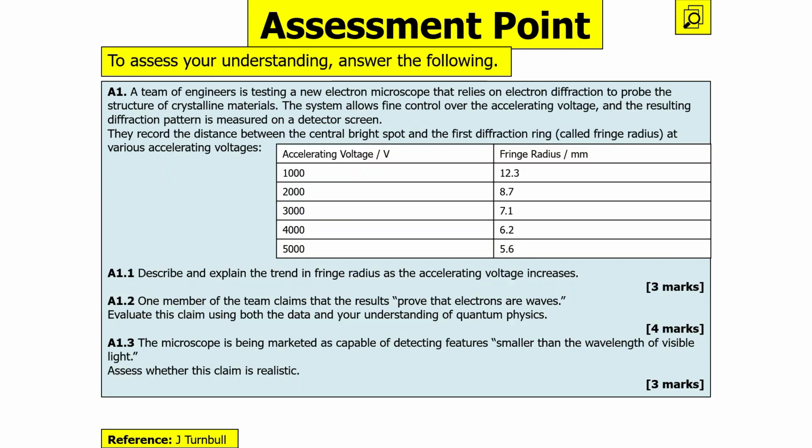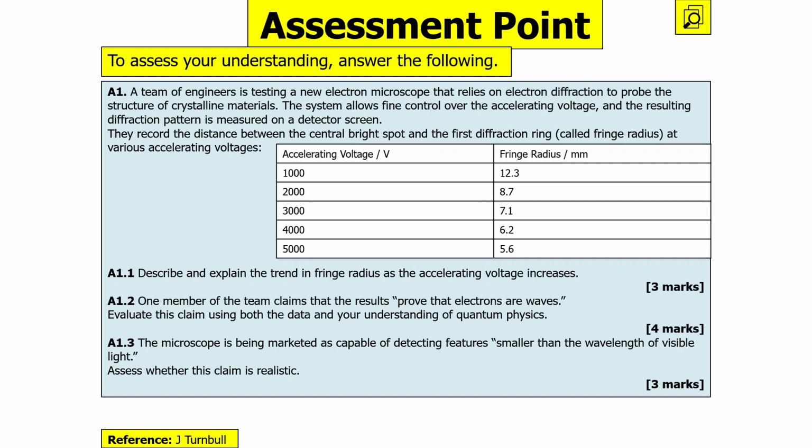A team of engineers is testing a new electron microscope that relies on electron diffraction to probe the structure of crystalline materials. The system allows fine control over the accelerating voltage, and the resultant diffraction pattern is measured on a detector screen. They record the distances between the central bright spot and the first diffraction ring, called the fringe radius, at various accelerating voltages.